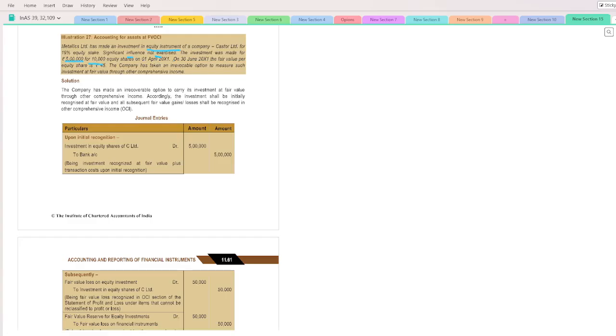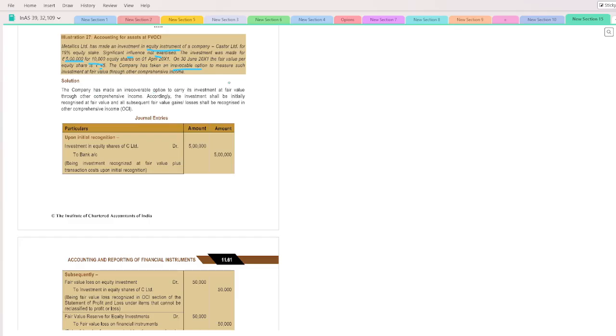On 30th June, the fair value per share was 45. Okay, so that means the price has reduced from 50, because 5 lakh divided by 10,000 comes to rupees 50 per share. The company has taken an irrevocable election. So that means the designation method you have used, they have taken the exception. So it's long term because of the 19% stake. So that means they have taken it as FVOCI instead of FVTPL.